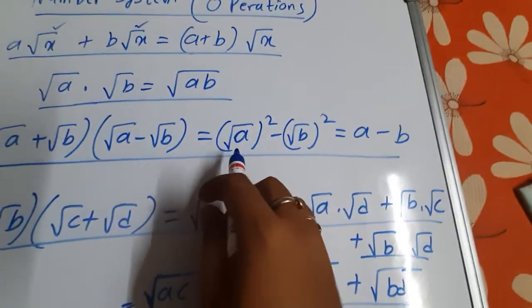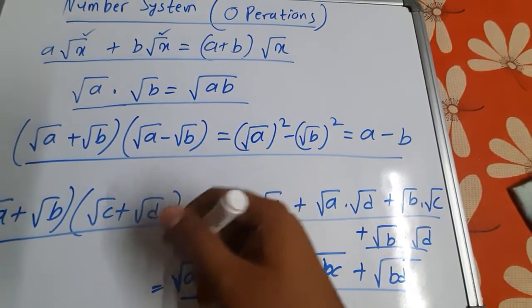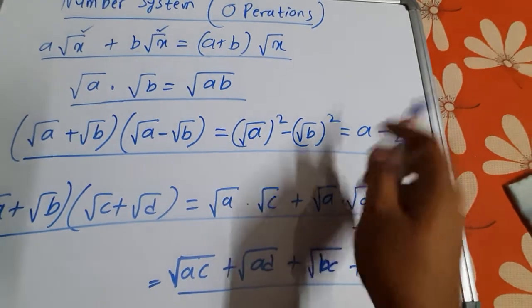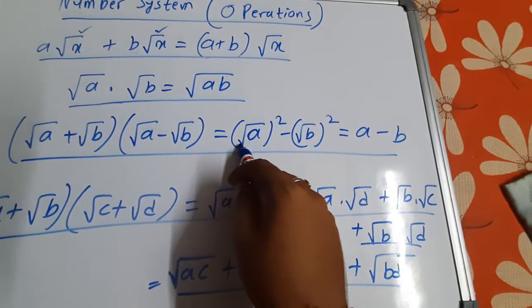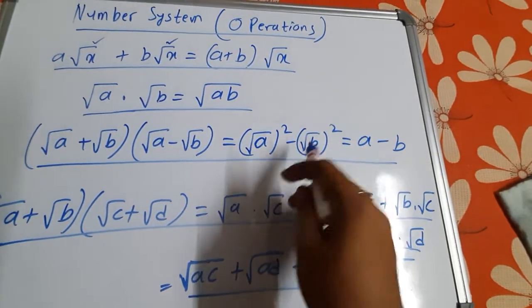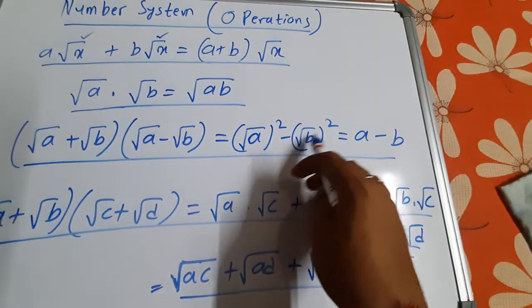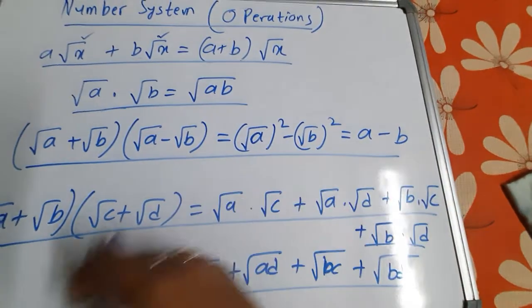Now if you square any square root, then the square and the root will just cancel each other, so it will just be the inside number. Square and square root, they both cancel each other because they are the inverse of each other. Over here also, square root of b whole square, the square and square root will cancel each other, only b will remain, and a will remain.